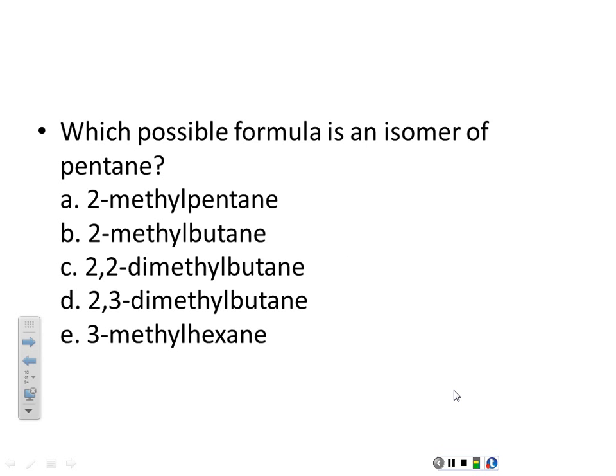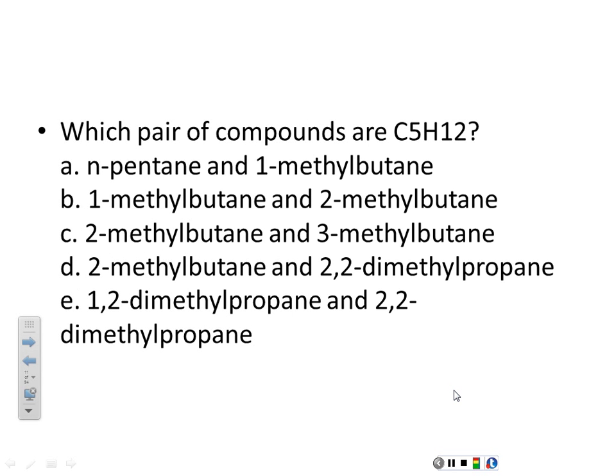Okay. Is this clear? Isomer means same molecular formula, different structure. Same thing, this question is asked in a different form. Which of the following compounds are C5H12? Means which one has this one? So in this case, now you know the concept, you don't have to write everything.